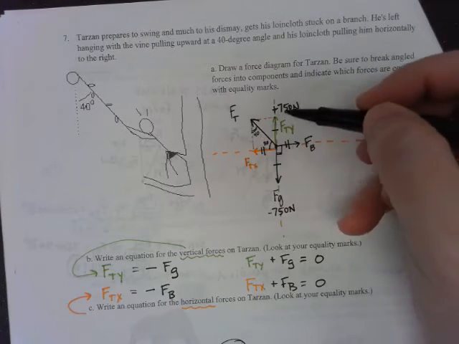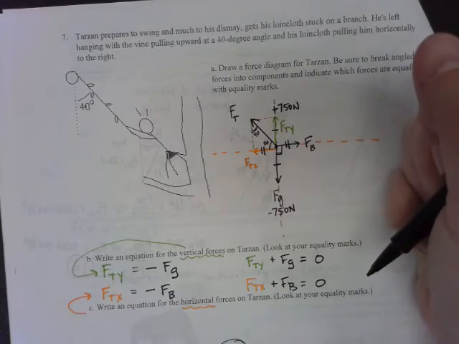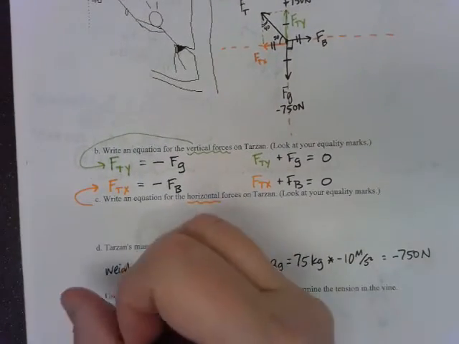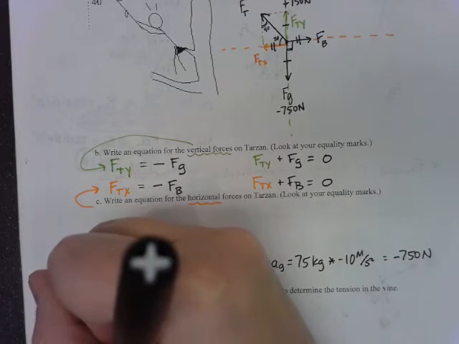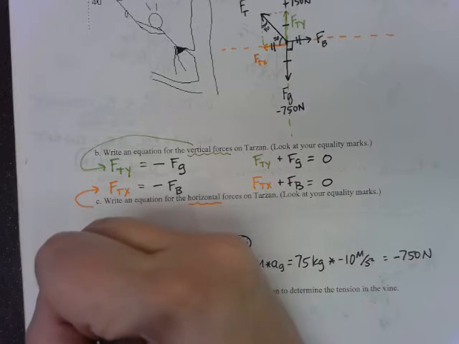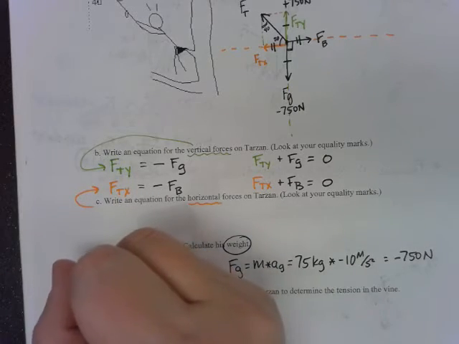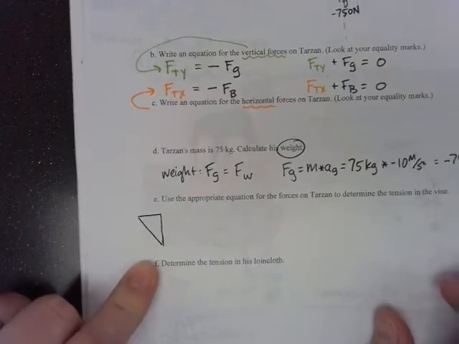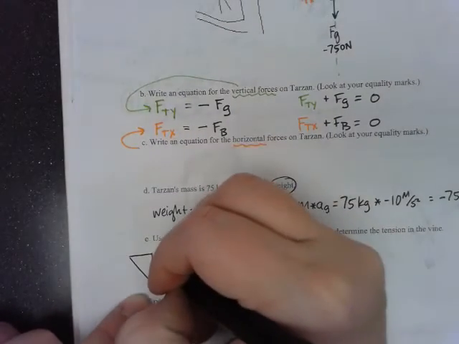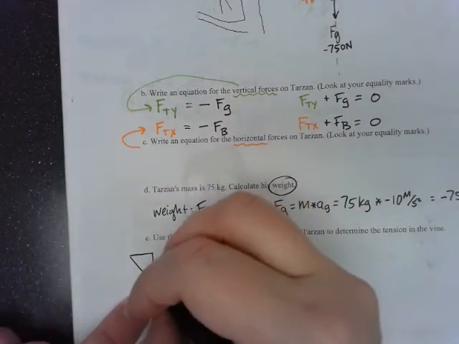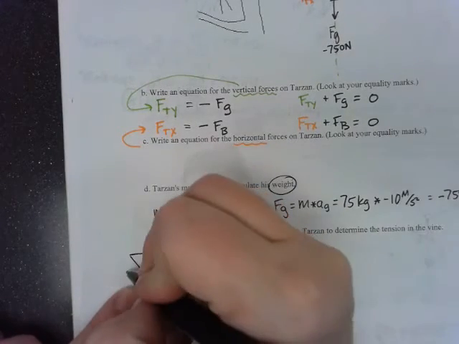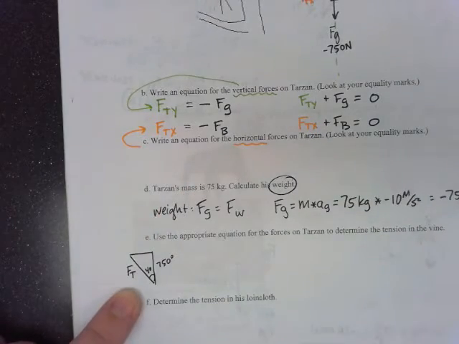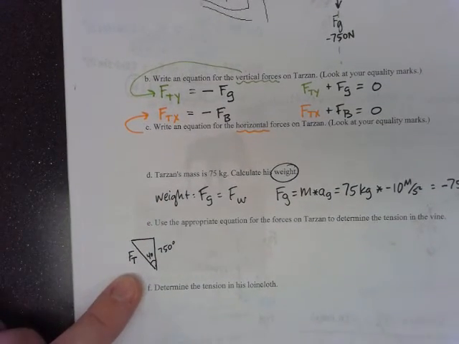So if we know those angles and this side, we can figure out the other stuff. So to figure out the tension in the vine, we're going to use a triangle that looks like this. Where this side is 750. I'm going to go with this being 40 in here. And I want to solve for FT. Oh, 750 degrees. What am I doing? 750 newtons.